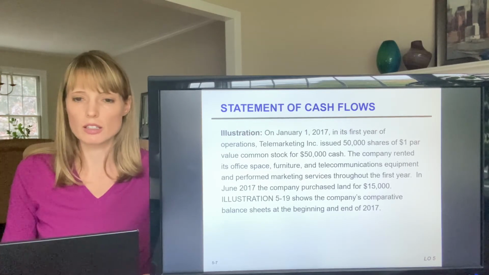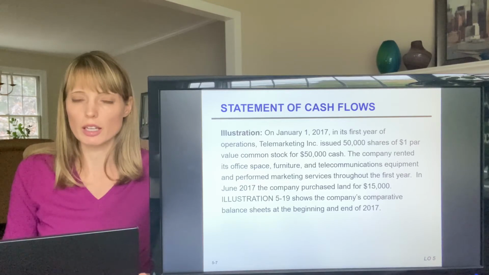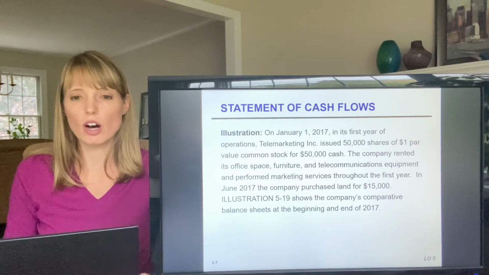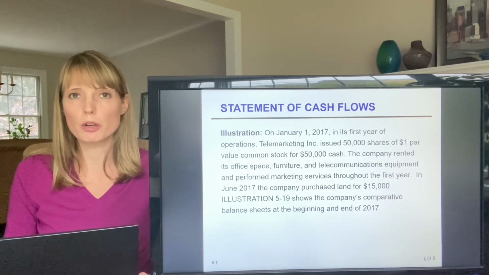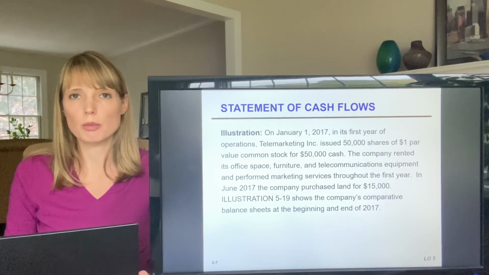Let's take a look at an example. On January 1st, 2017, Telemarketing Inc. issued 50,000 shares of common stock. The company rented office space, furniture, and telecommunications equipment and performed marketing services throughout the year. In June, the company purchased land for $15,000. Based on this information, we're going to prepare a statement of cash flows.